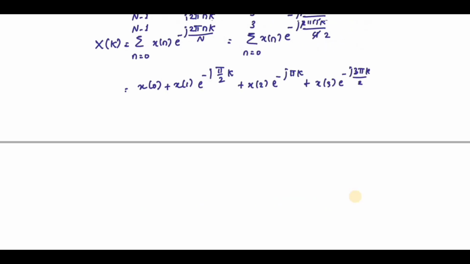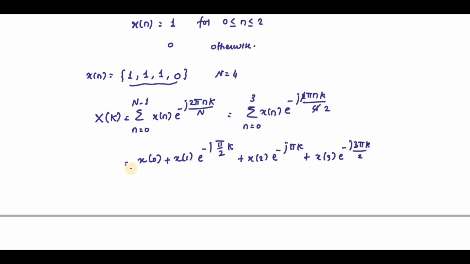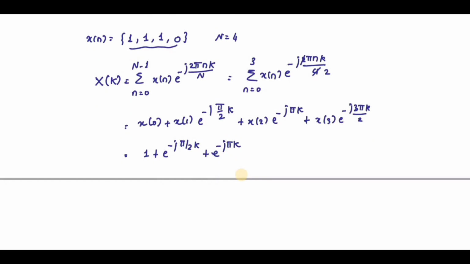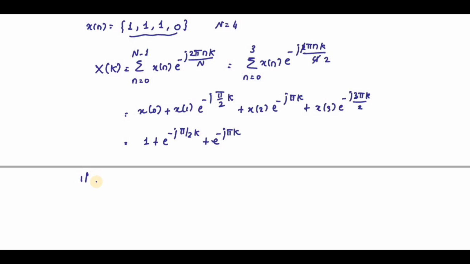Now I am going to substitute the values of x of 0, x of 1, x of 2 and x of 3. So if I substitute, I will get 1 plus e power minus j pi by 2 of k plus e power minus j pi k. Okay. So in order to find the value, if k is equal to 0, x of 0 is equal to, now I am going to substitute, anything power 0 is 1. So 1 plus 1 plus 1, you will get the answer as 3.